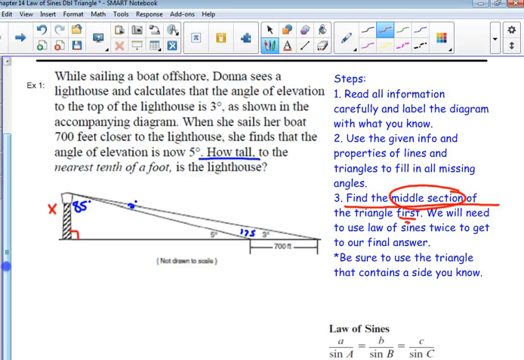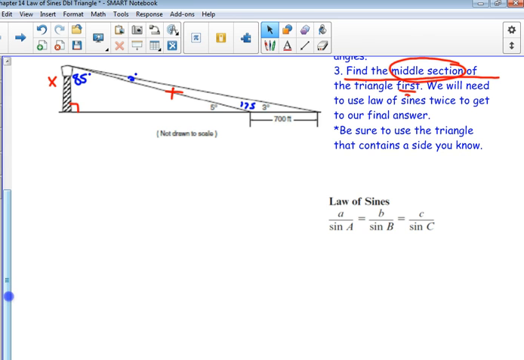So if you want to find this part first, we aren't going to be able to find the ending goal from one step. It's going to be almost a 2-step problem, right? So we're always going to be finding the middle section first. If we look at the middle section and make that our x, we're going to be using the law of sines twice here to get to the final answer.